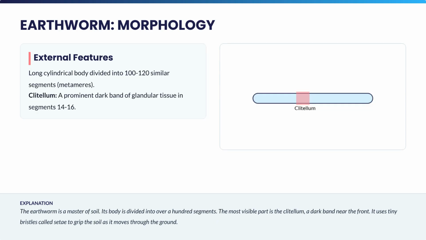The earthworm has a long cylindrical body divided into 100 to 120 segments. A prominent band, the clitellum, is visible in segments 14 to 16. The earthworm uses tiny bristles called setae to grip the soil as it moves.